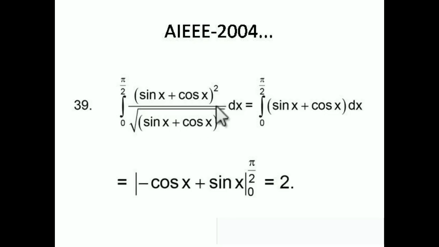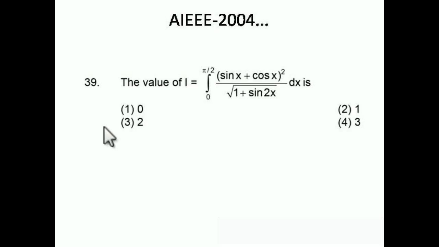One sin x plus cos x can cancel out, and we have the integral from 0 to pi by 2 of (sin x plus cos x) dx. So what's the integration? The integral of sin x is minus cos x, plus the integral of cos x, which is sin x, from 0 to pi by 2. Now just apply the limits and get the answer. The answer is 2. We know how to apply the limits: upper limit minus lower limit. So my right answer is option number 2.